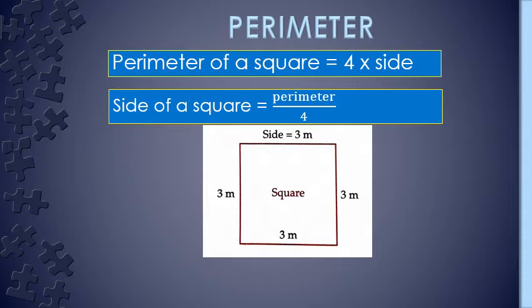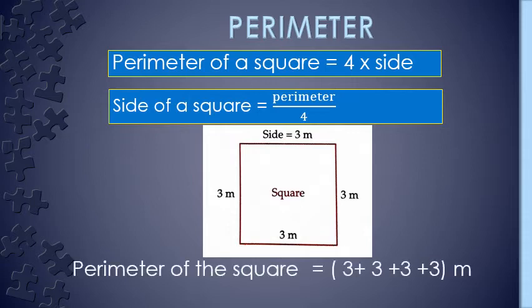Now children, as we know that perimeter is the total length of the boundary of a closed figure, and here the closed figure is a square. So what is the total length of the boundary of the closed figure, that is the square? Well, it is the length of all the 4 line segments that make the boundary of this square. So it is 3 plus 3 plus 3 plus 3 meter. So since we are adding 3 4 times, we can write like this: 4 multiplied by 3 meter, and it is coming equal to 12 meter.